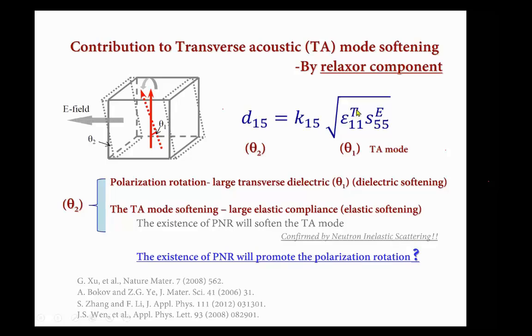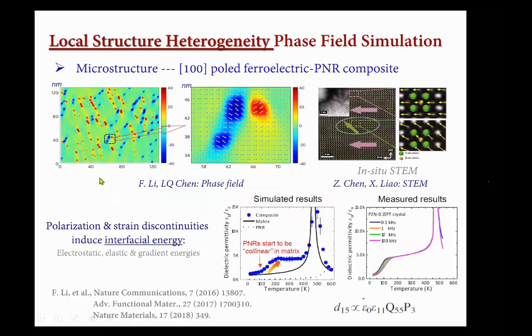So the question is, if the existing polar nano region can promote the polarization rotation, then increase the dielectric constant. Here, in 2016, Fei Li studied phase field modeling in Long-Qing Chen's group at Penn State. He treated the relaxor-PT as a 0-3 composite, and picked the tetragonal phase as the matrix, with the spontaneous polarization along the 100 directions, and the PNR phase is the orthorhombic phase, with the spontaneous polarization along the 110 directions. In this 100 matrix ferroelectric and PNR composite, the orthorhombic polar nano region only exists along two directions, one is 110, the other one is 1-10.